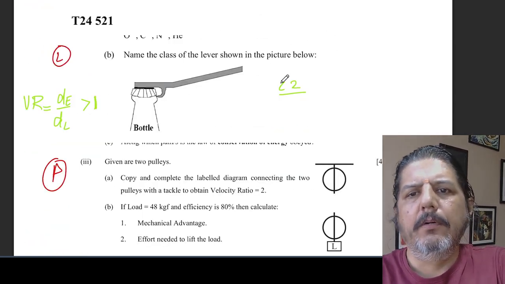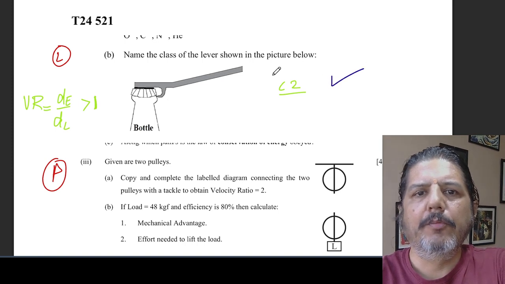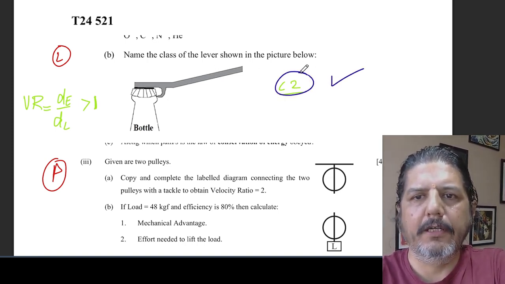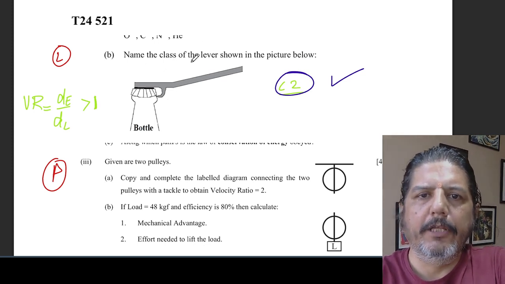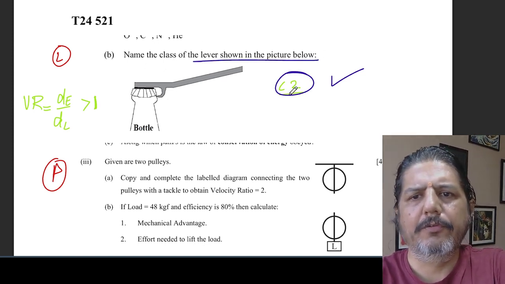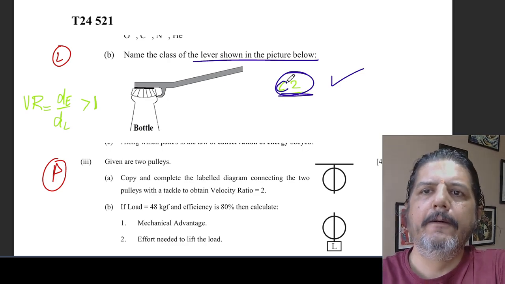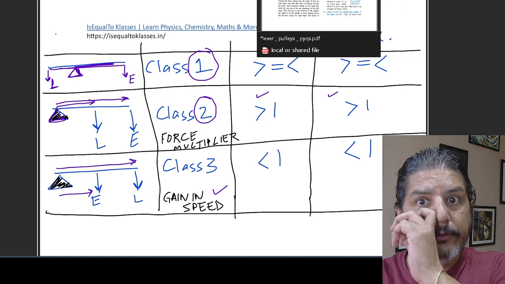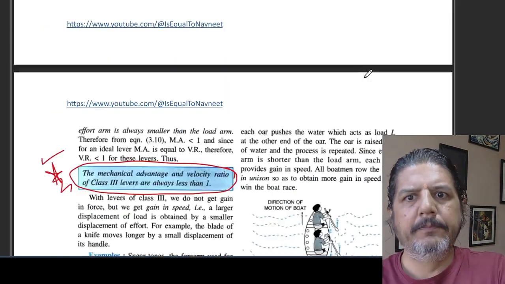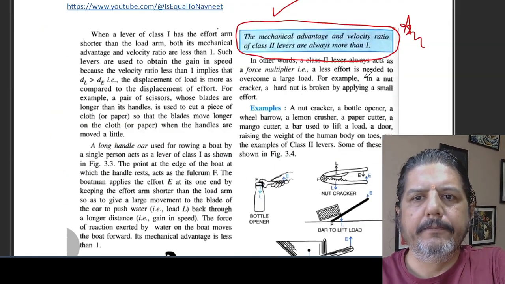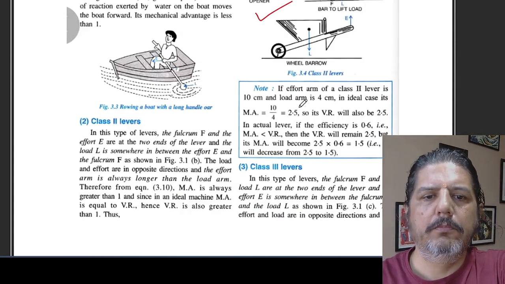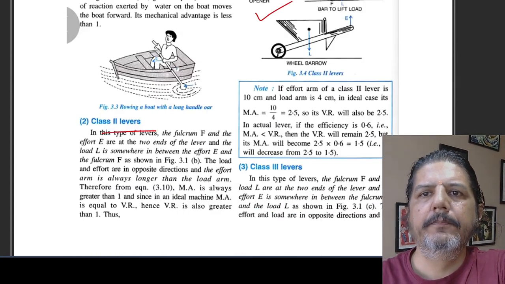Again, a good question. This is a simple question, taken from your Selina book. They have given the example also. Name the class of the lever shown in the picture below. So it's a bottle opener, which is a class 2 lever. You can look at your textbook, and they have mentioned it here.